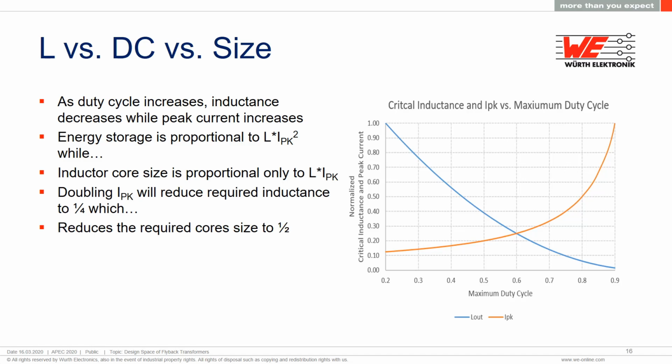in half. Looking at this chart for a duty cycle of 0.5, the normalized current is 0.2 with a normalized inductance of 0.4. If we double the current to 0.4, the inductance is decreased by 1/4 to 0.1. The object is to make the duty cycle as large as possible for the smallest inductor.